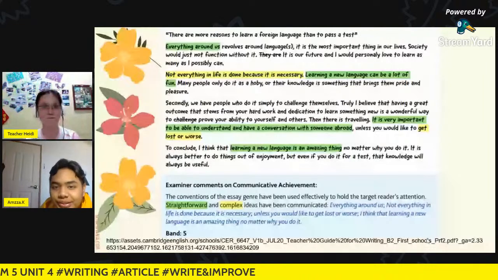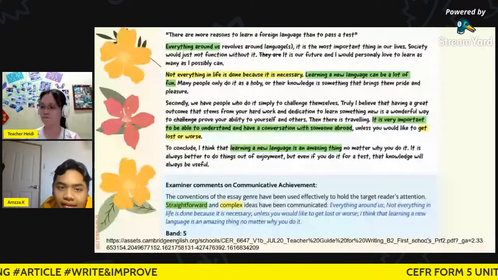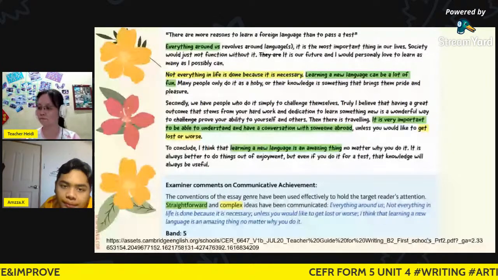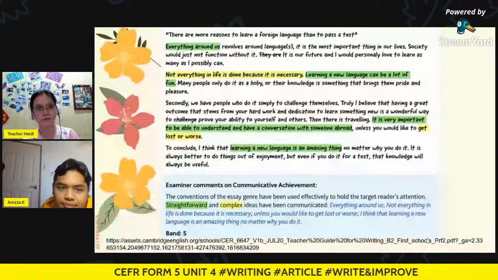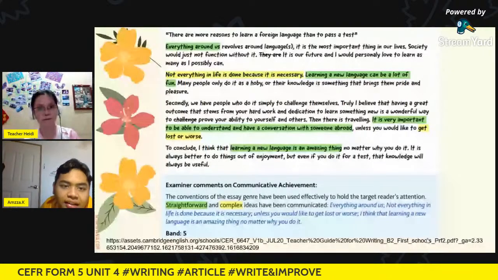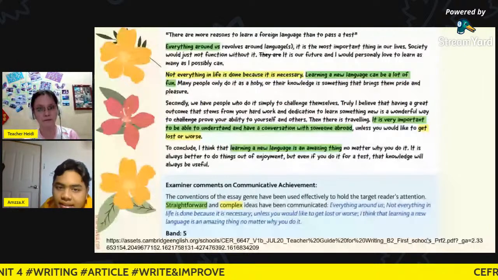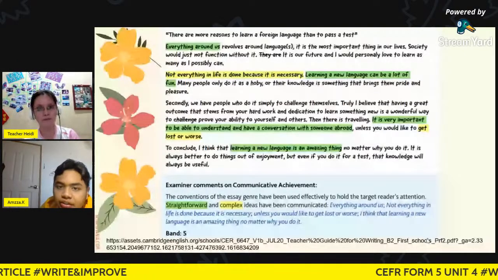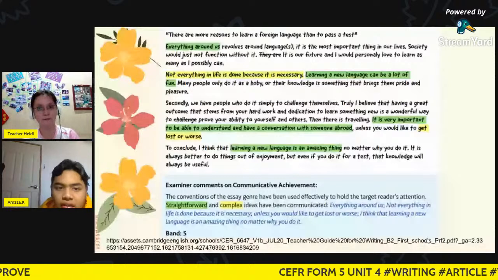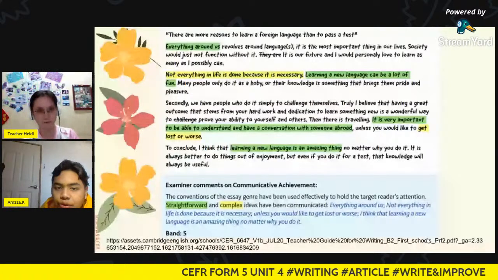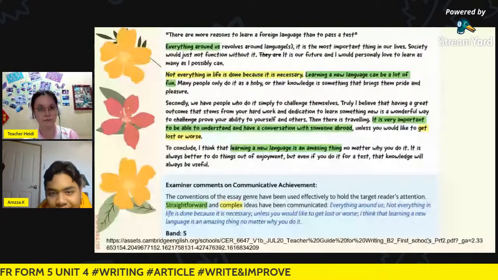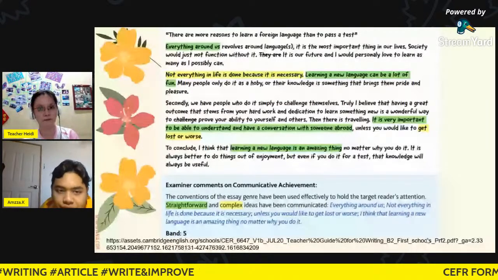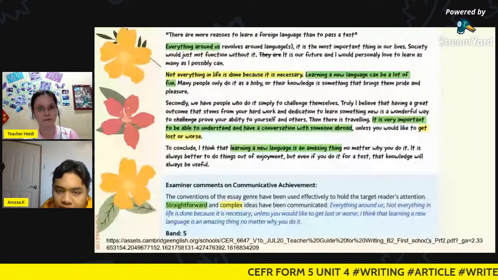Everything around us revolves around languages. It is the most important thing in our lives. Society would just not function without it. It is our future, and I would personally love to learn as many as I possibly can. Not everything in life is done because it is necessary. Learning a new language can be a lot of fun. Many people only do it as a hobby. Knowledge is something that brings them pride and pleasure. Secondly, we have people who do it simply to challenge themselves.